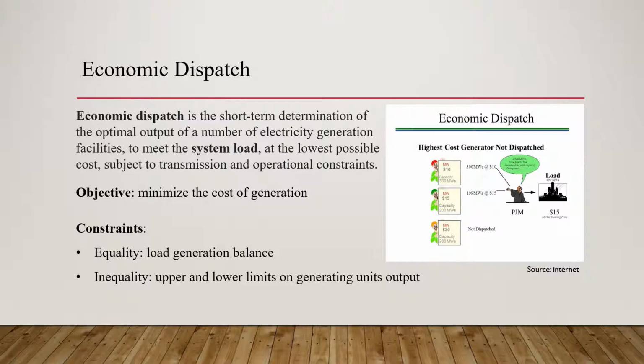What is economic dispatch? Economic dispatch is the short-term determination of the optimal output of a number of electricity generation facilities to meet the system load at the lowest possible cost, subject to transmission and operational constraints. The objective of economic dispatch is to minimize the cost of generation with equality constraints of load generation balance and inequality constraints of upper and lower limits on generating units output.